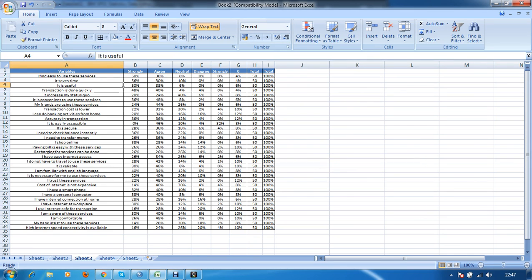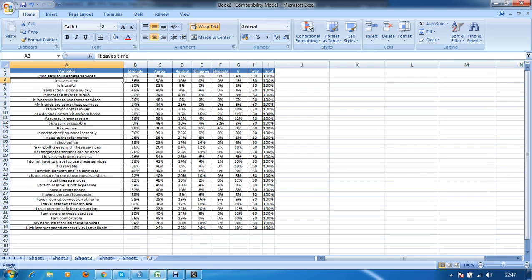We can interpret this like, I find it easy to use the services. So out of 50 total responses, 50% have strongly agreed to this statement, 38% just agreed, and 8% neutral. The percentage of disagreeing respondents is 0%, and in terms of strongly disagree, the number of respondents is again 0%.